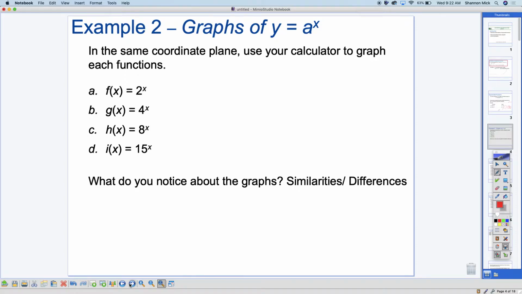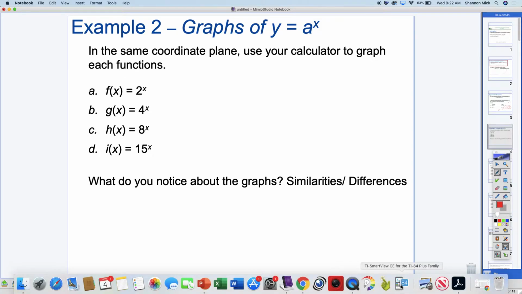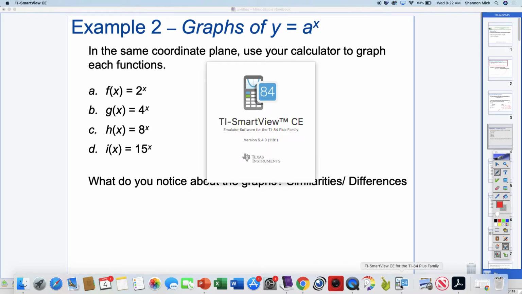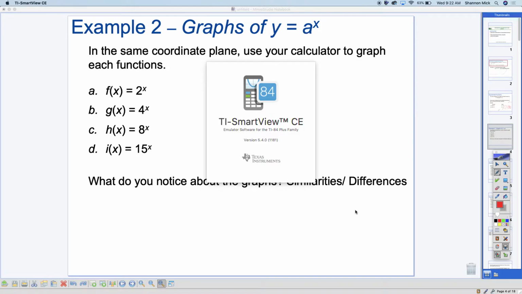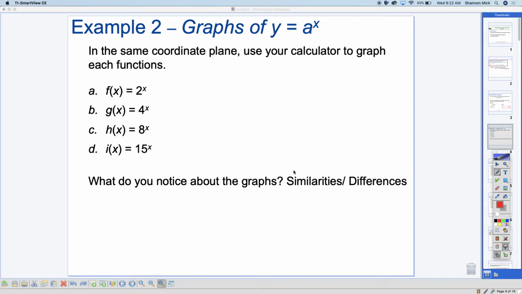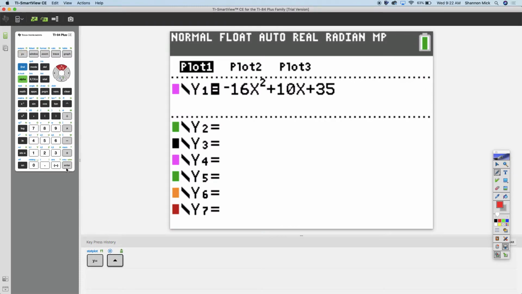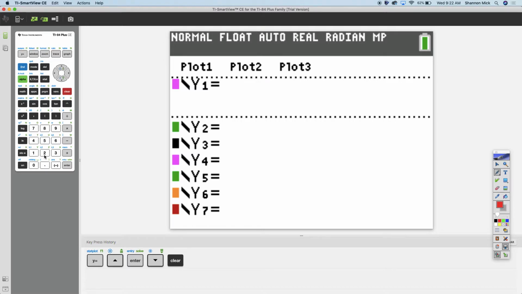Okay. In the same coordinate plane, use your graphing calculator to graph x, 2 to the x, 4 to the x, 8 to the x, 15 to the x. So on your graphing calculator, 2, 4, 8, 15, right? How do I graph? Okay, I hit y equals. So we had 2 to the x, right?